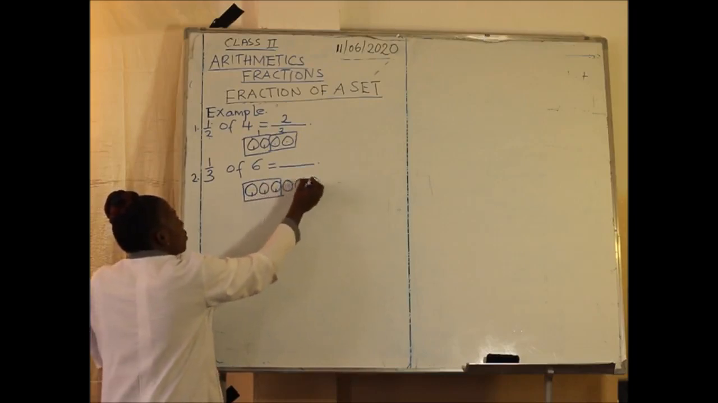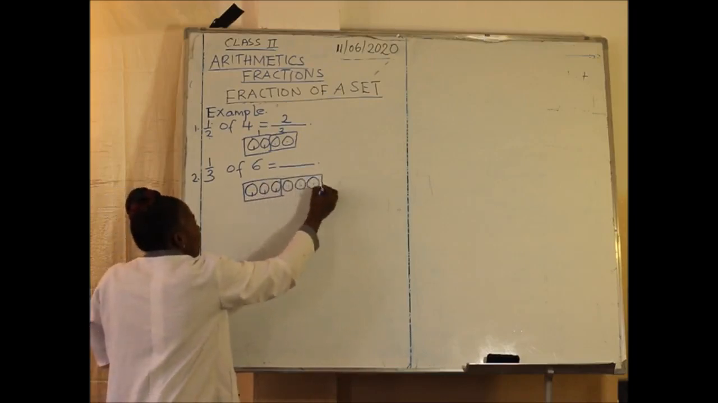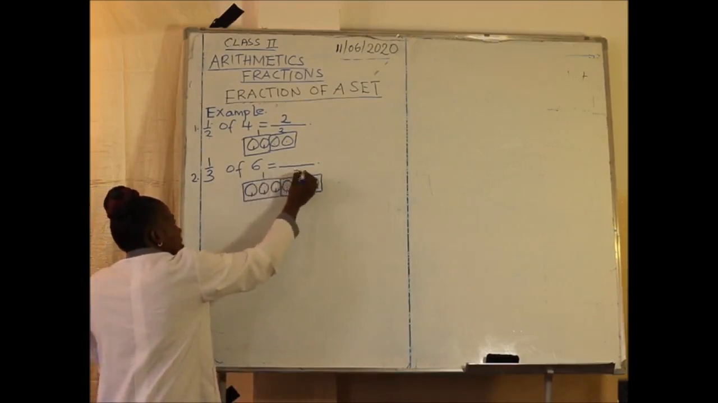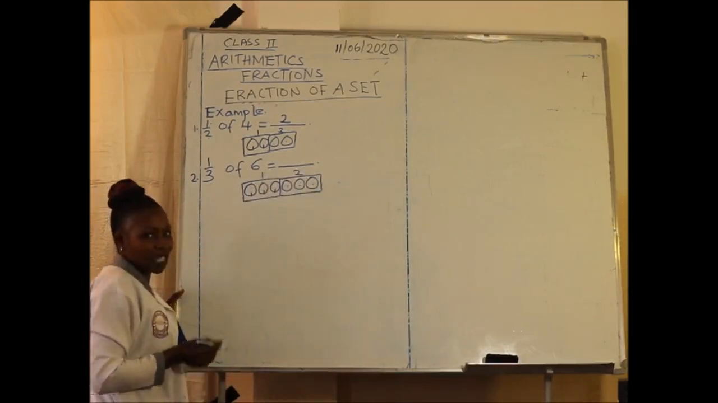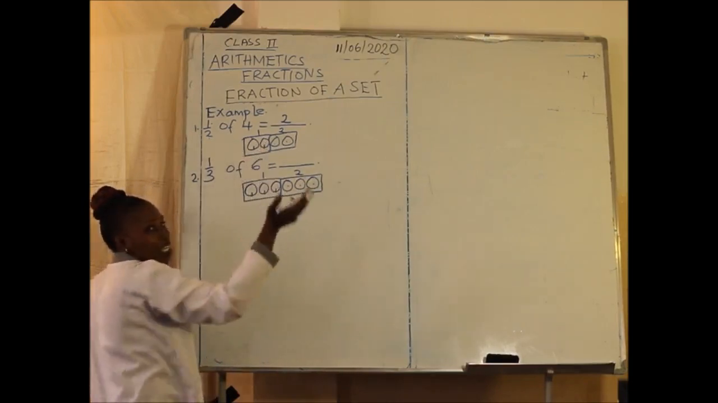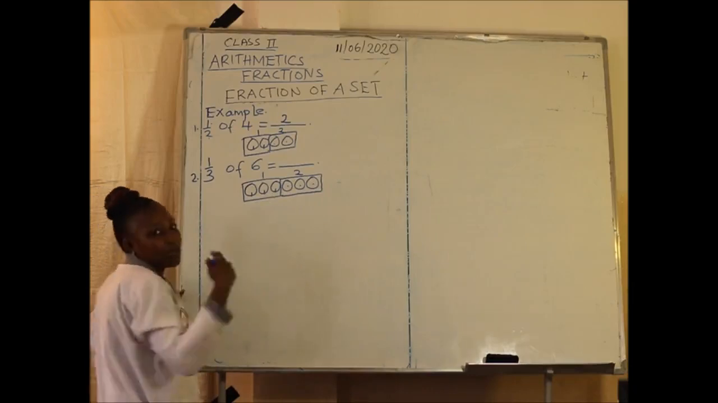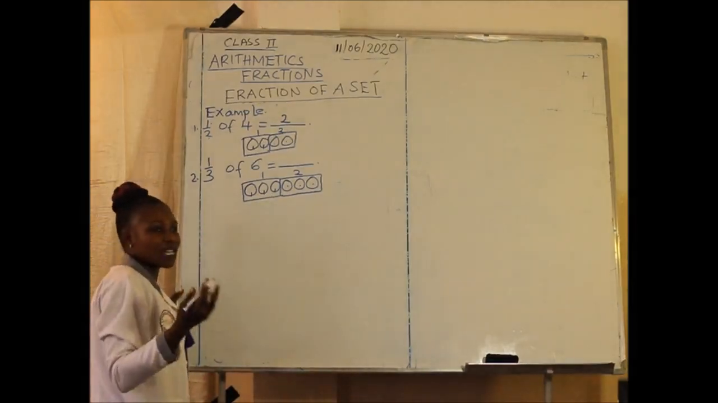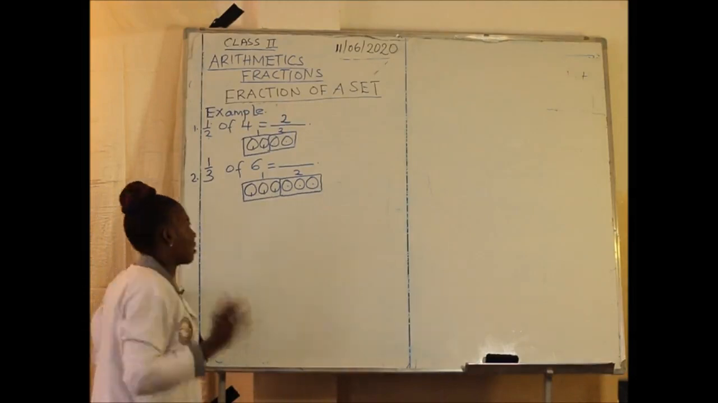Then 1, 2, 3. The second group. So this is the first, this is the second. So the answer will be 2. But don't pray. Sometimes they might change the number. Don't pray that they will ask you about 6. Others, they might ask you about 12 or sometimes 15. So you have to understand which number you are supposed to deal with.